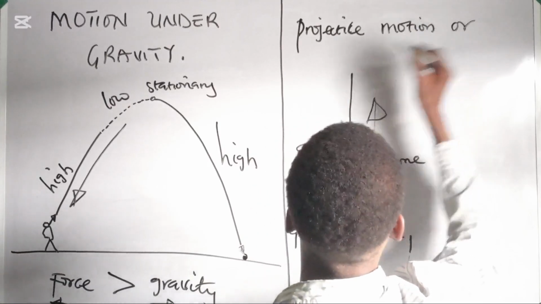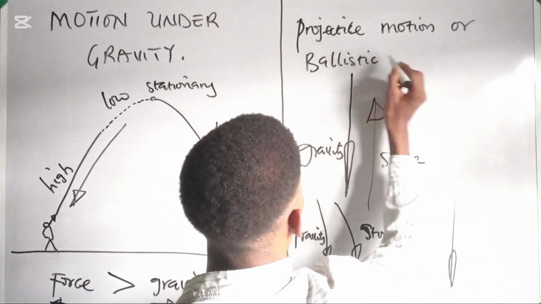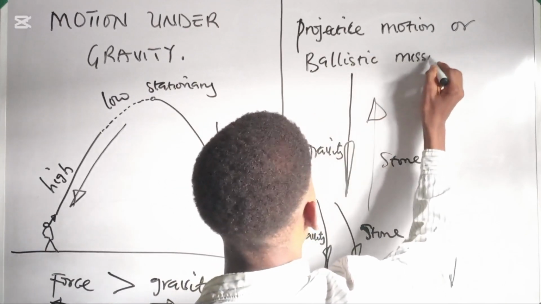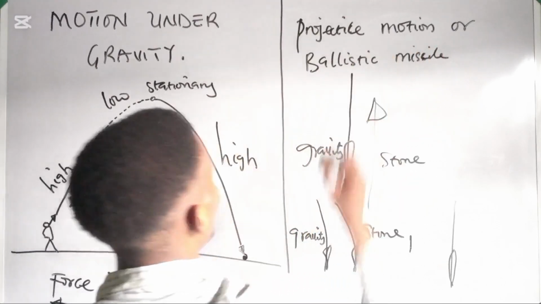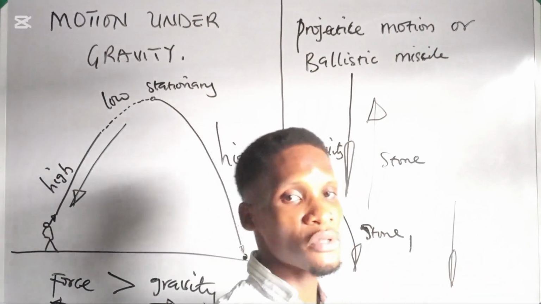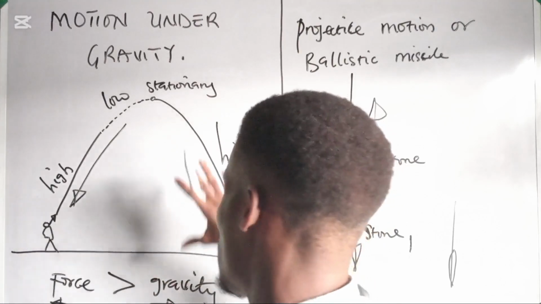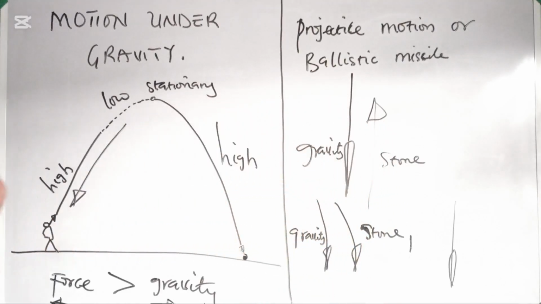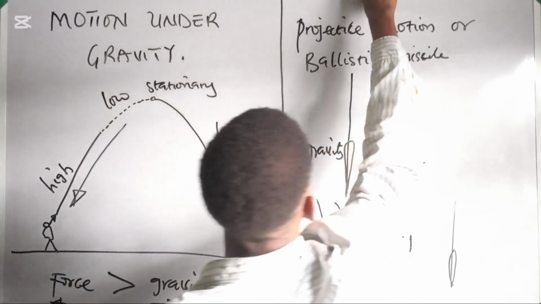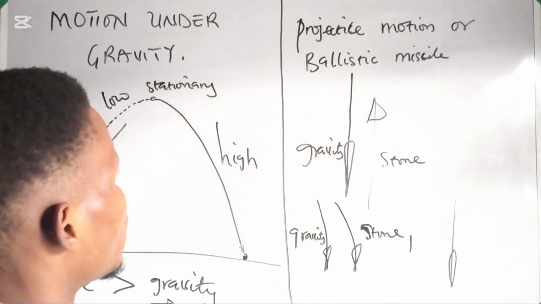Projectile motion, or we call it ballistic missile. We are going to discuss projectile motion fully. I just want to give you the introductory part of what motion under gravity is all about. So this now takes us to an example of projectile motion.